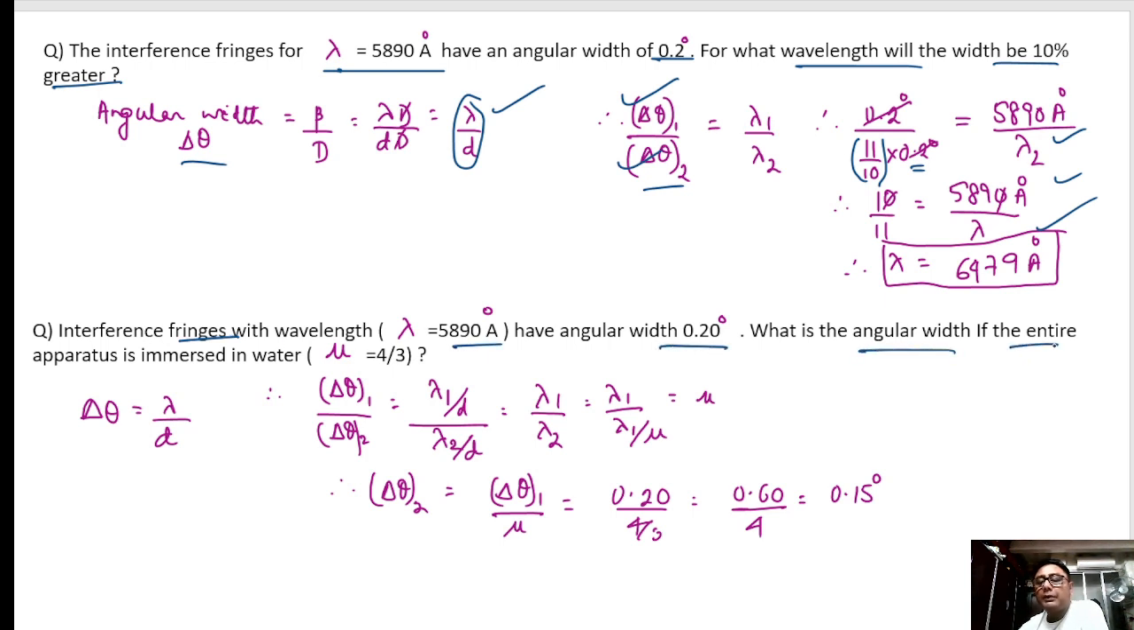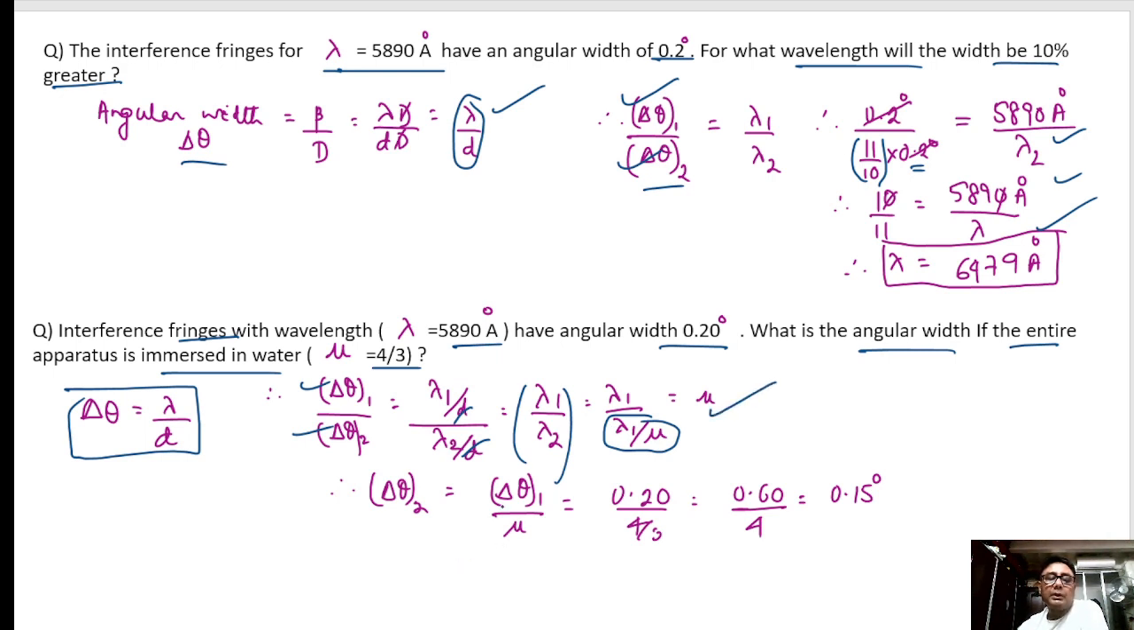Interference fringes with wavelength given, angular width given. What is the angular width if the entire apparatus is dipped in water of this refractive index? So we know again angular width is lambda by d. So it will be lambda 1 by d by lambda 2 by d. The d's will cancel. It will be lambda 1 by lambda 2, but lambda 2 will be lambda 1 by mu, which gives mu. So del theta 2 will be del theta 1 by mu. So this is the angular width caused.